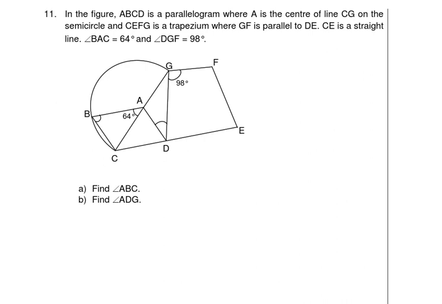Okay, in the figure ABCD is a parallelogram. I have this as a parallelogram, where A is the center of the line CG. So this length and this length are equal, right? Or equal length. So let's mark out equal length so it's easier for you to see. This and this is equal.